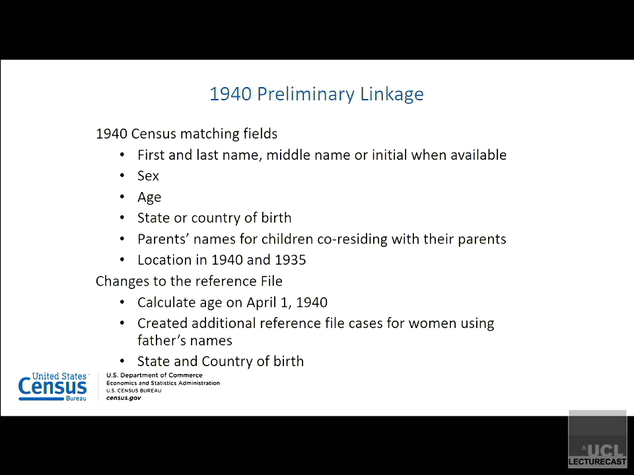However, we definitely don't have SSNs back then, and we don't have birth date, which is kind of a big deal on the individual level. So what we use are names, and then sex, age, state and county of birth, and parents' names, which is a really big deal for children, and where people live. It's really different than using 2000 and 2010. So we had to really change how we do things to try to identify people in 1940.